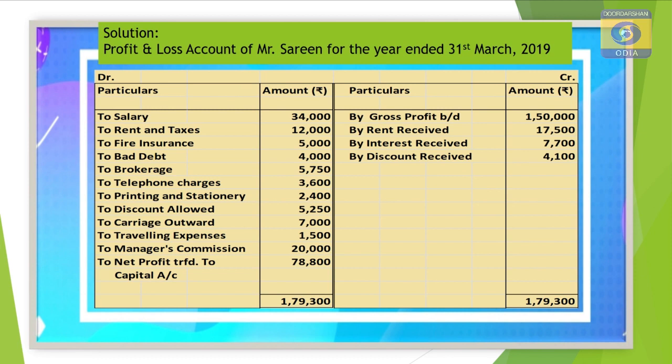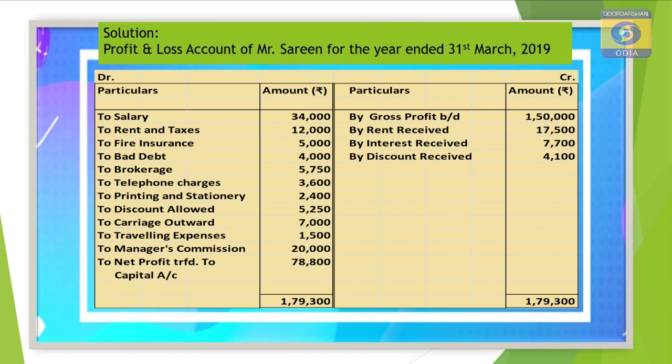Discount received, we have received discount from the supplier, that is the businessman has received discount from his suppliers, so that is an item of income. It will go to the credit side of the profit and loss account. Carriage outward is an indirect expense, so it will go to the debit side.